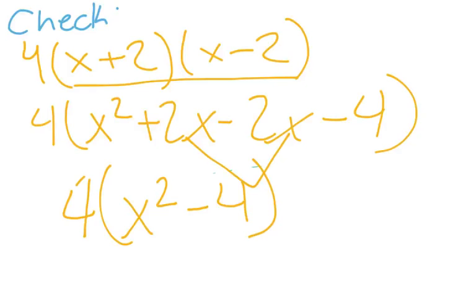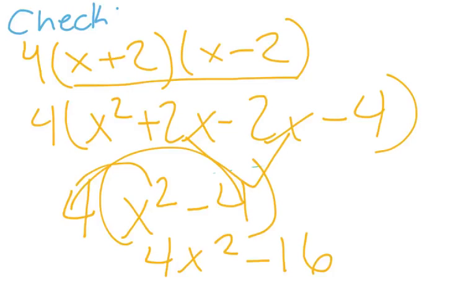Now you have to distribute the 4 to the x squared and the 4. So it's going to be 4x squared minus 16. And that's your final answer.